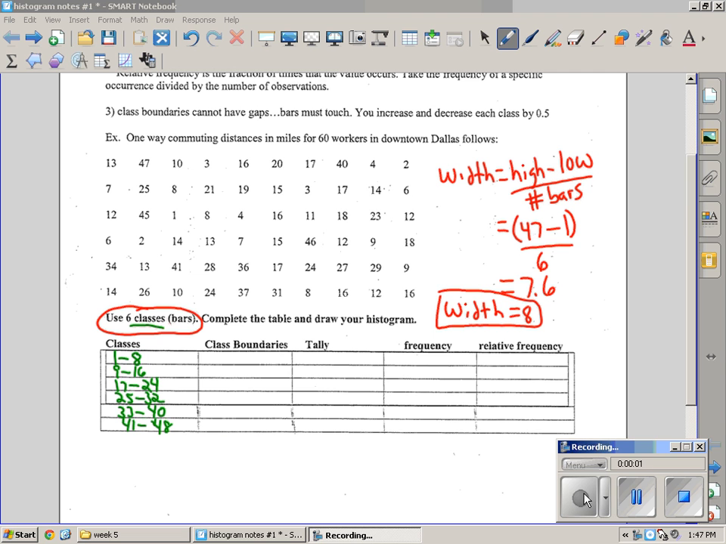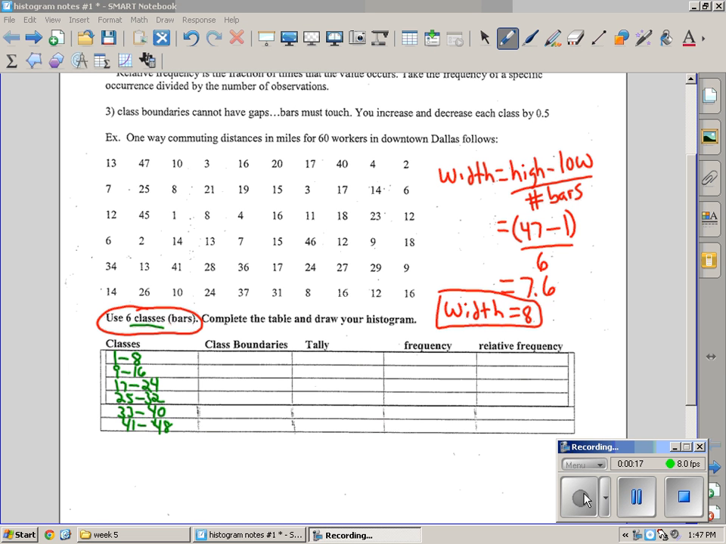Okay, so what we're going to do now is skip over the class boundaries right now. We're going to jump to the tally. This is the long part. You want to take your time, because if you mess up this tally, you're going to get the entire histogram wrong. You have to go through one at a time.